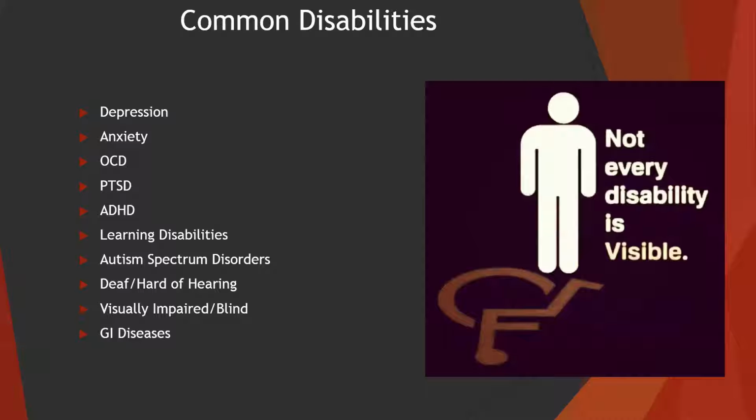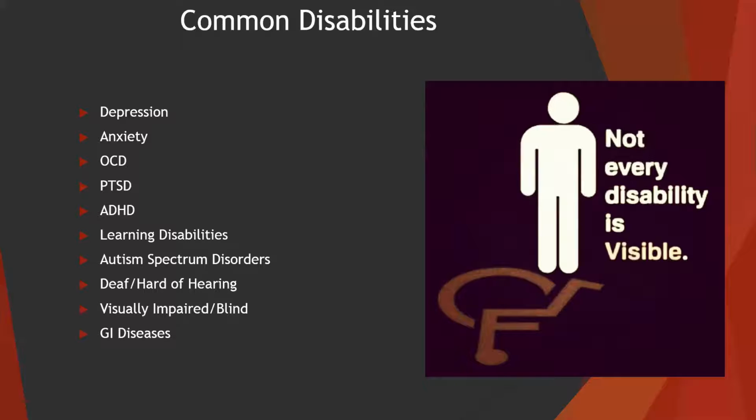Some of the most common disabilities that we see in our office include depression, anxiety, ADHD, obsessive compulsive disorder, post-traumatic stress disorder, a wide range of learning disabilities, including dyslexia, and autism spectrum disorders. We have some students who are deaf or hard of hearing. We have some students who are visually impaired, and we have a number of students who also have gastrointestinal diagnoses and diseases, including Crohn's, irritable bowel syndrome, and gastroparesis.